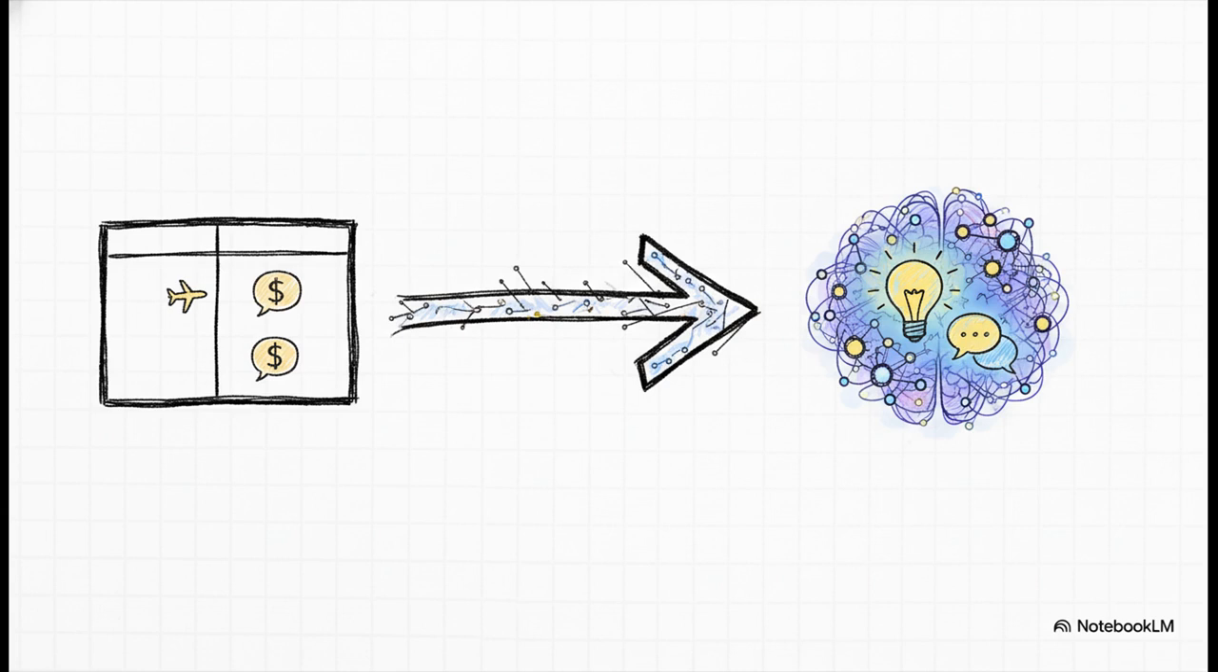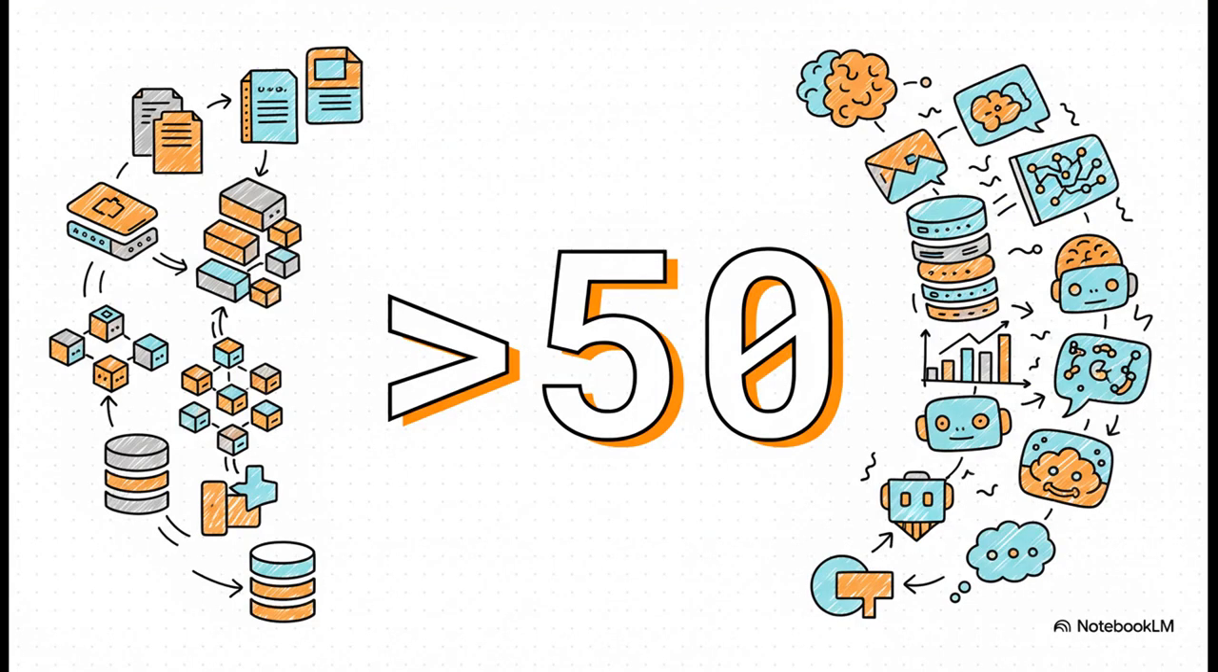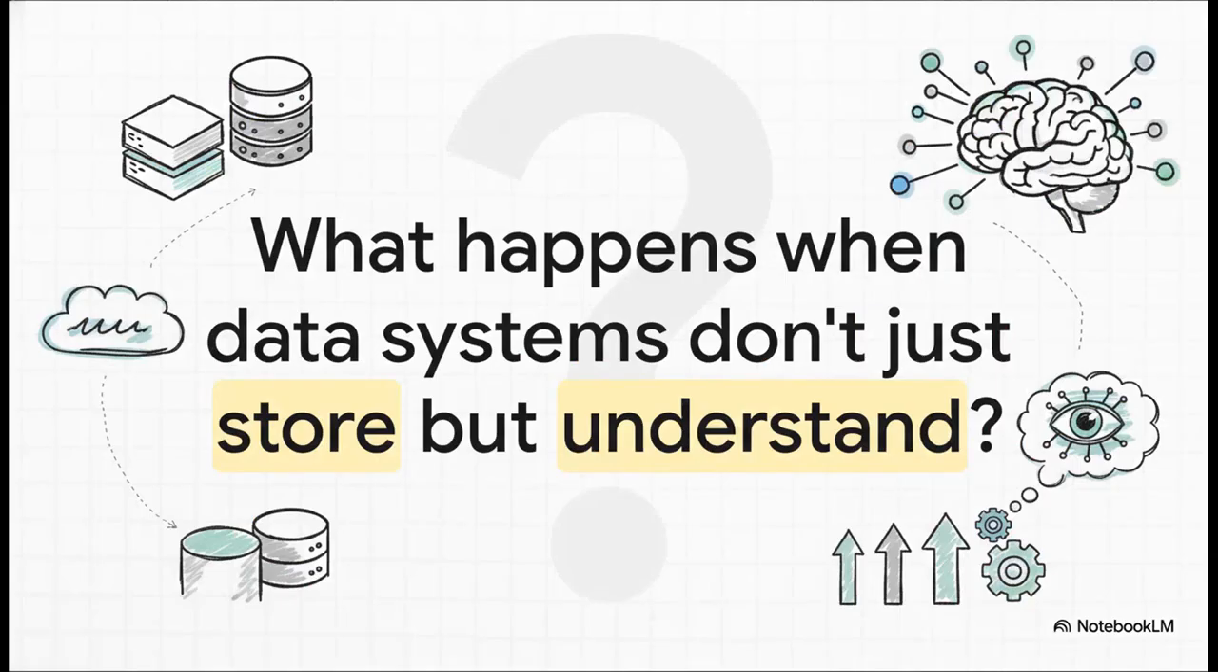We're talking about systems that can finally grasp meaning and context. This entire evolution, spanning more than 50 years, from Edgar Codd's paper all the way to today, was the necessary foundation. Without this half-century of hard work, the AI tools we see popping up everywhere now simply would not be possible. This really is a profound shift, and it leaves us with one last, really exciting question to ponder. What happens next when the systems that hold all our information don't just store it, but actually begin to understand it?